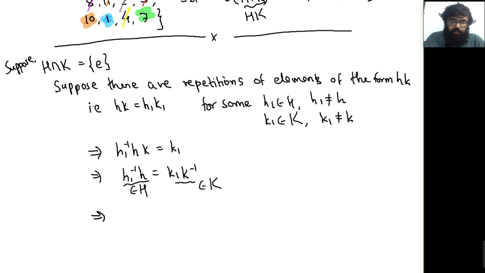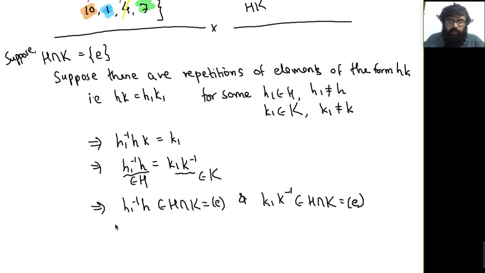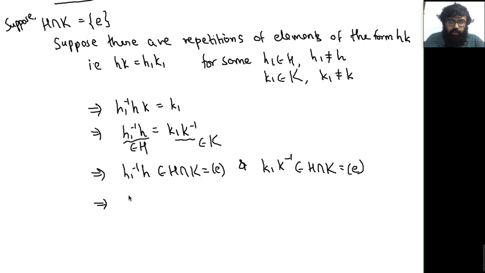So this means h1 inverse h belongs to H intersection K, and similarly k1 k inverse is an element of K, but k1 k inverse is also h1 inverse h, which is an element of H. So this is also an element of H intersection K. But we have assumed H intersection K is the singleton identity. That means the only possibility is h1 inverse h equals identity, and k1 k inverse equals identity.